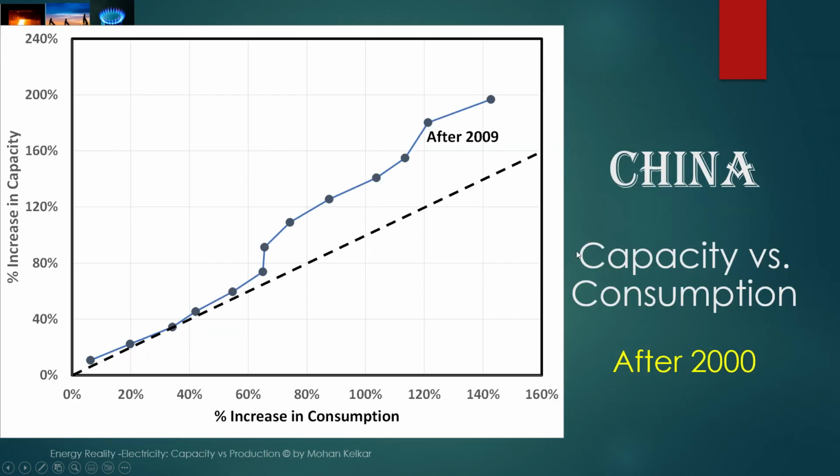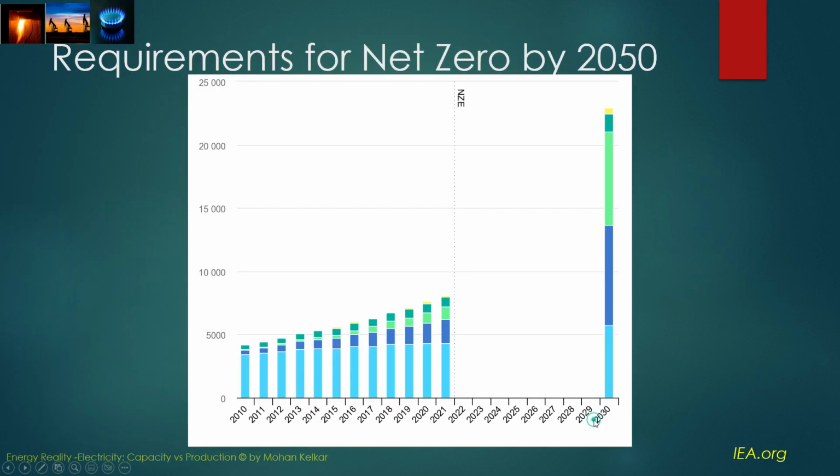But also, the same type of graph is visible in China as well. The consumption from 2009 onwards has increased by about 142%, but the capacity has increased by about 200%. So again, disproportionate build out of the power plants to accommodate the reduced capacity factor for wind and solar.